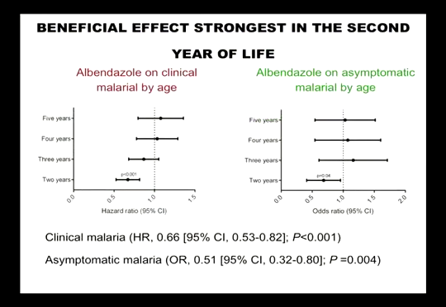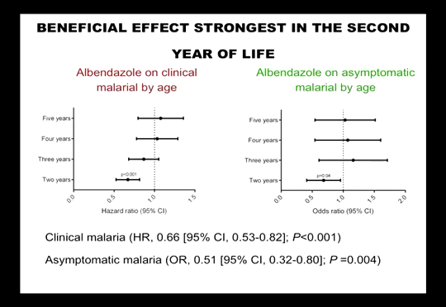A subgroup analysis was also carried out to find out whether the effect of albendazole on childhood malaria differed by age groups. And the results suggest that the beneficial effect was strongest in the second year of life. So on this graph we have 2, 3, 4, and 5 years, the hazard ratios for the different age groups. And this is the hazard ratio for age 2 compared to that for 3 years, 4 years, and 5 years, with wider intervals and including 1.